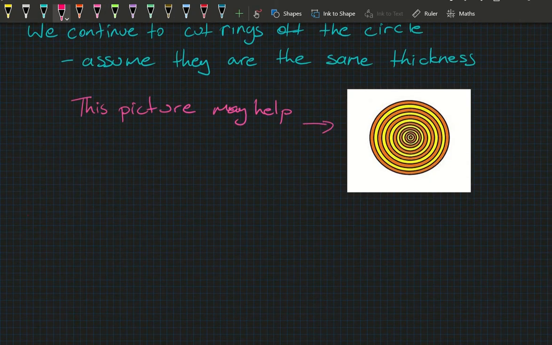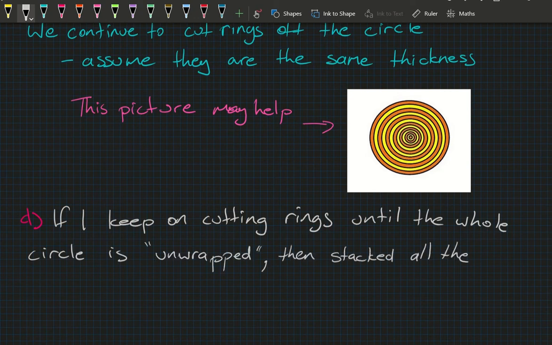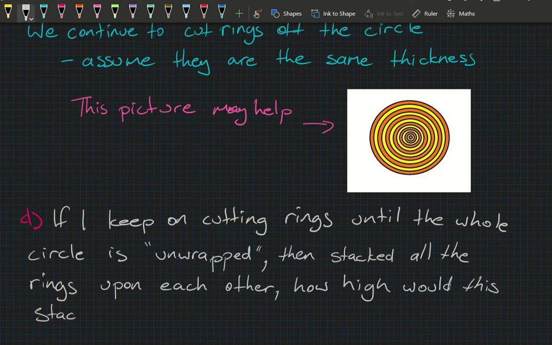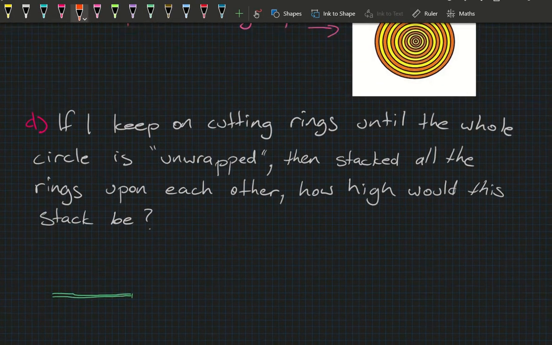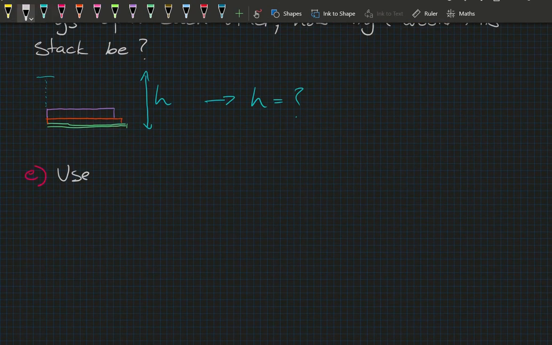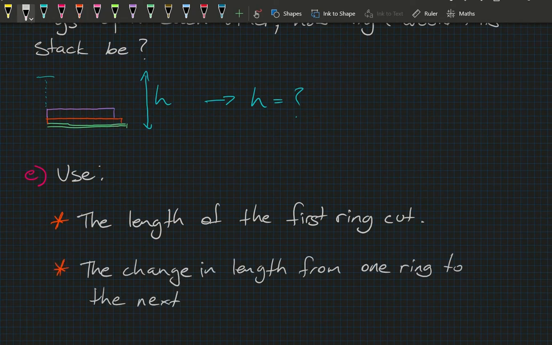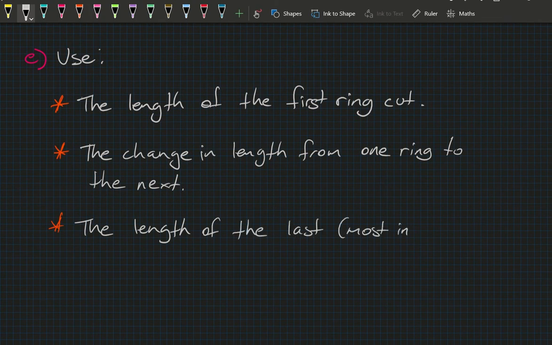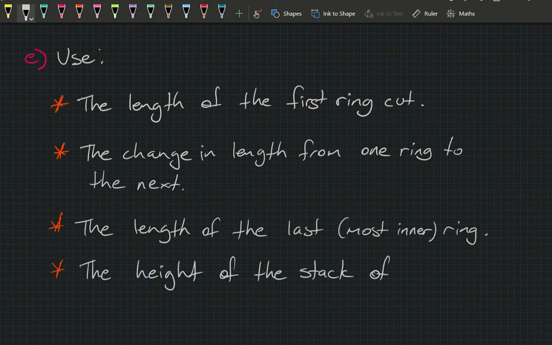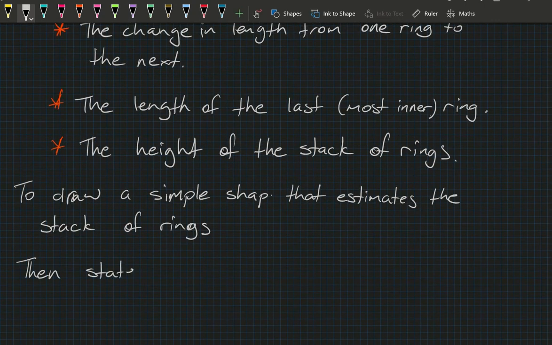And part D is, if I keep on cutting rings until the whole circle is unwrapped, then stack all the rings upon each other, how high would this stack be? Perhaps this diagram might help you a little bit. So in other words, they keep on stacking to the top of that blue line, and we're trying to figure out how high it would be, i.e. what is h. Then in part E, I want you to use the length of the first ring cut, the change in length from one ring to the next, the length of the last, almost inner ring, and finally the height of the stack of rings, to now draw a simple shape that estimates the stack of rings, and then state the area of this shape.